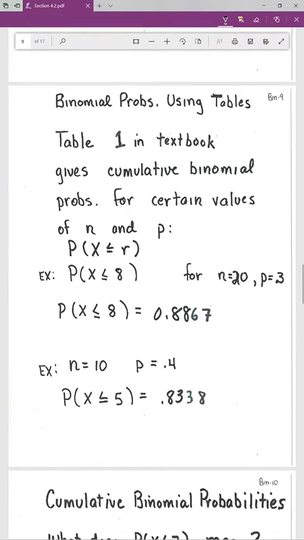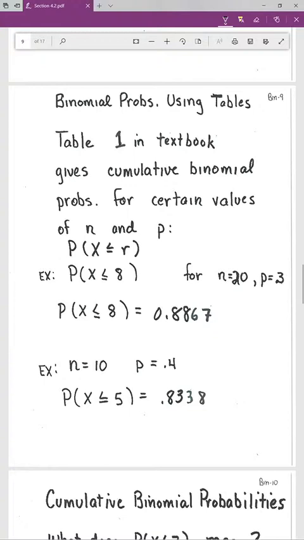All right, next up, the binomial probabilities using tables. So table 1 in your textbook gives the cumulative binomial probabilities for certain values of n and p, such that P(X ≤ r). This is very important to remember, that it is x less than or equal to r.